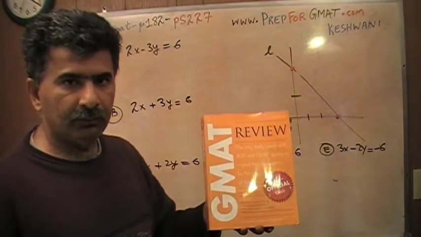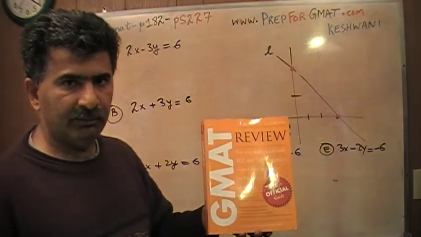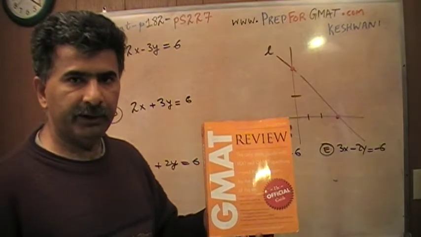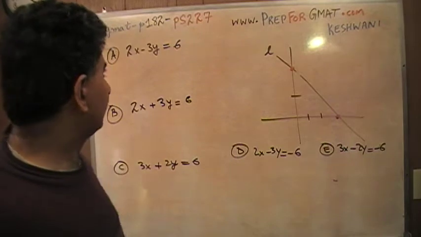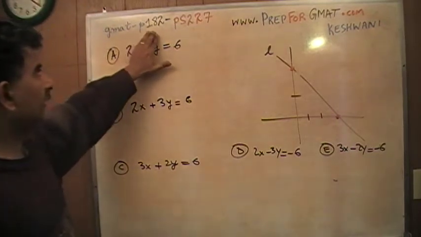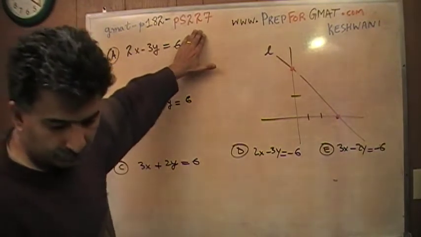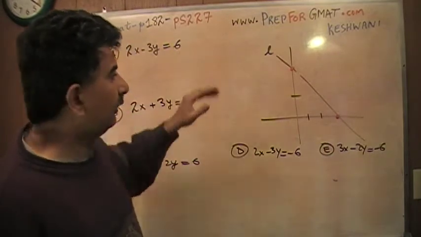I have been solving math problems for GMAT out of this book here, the GMAT Review, the official guide. If you do not own this book already, purchase one immediately. You should be able to find it at mba.com. The problem that I'm about to solve is the one that you will find on page number 182, problem solving, number 227. Let's take a look at it.